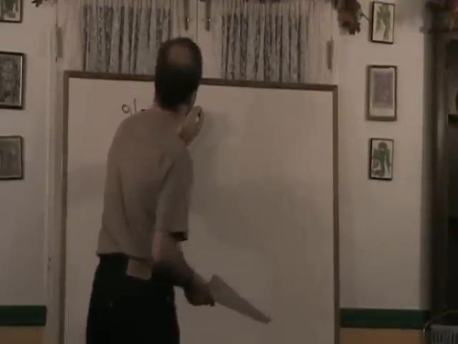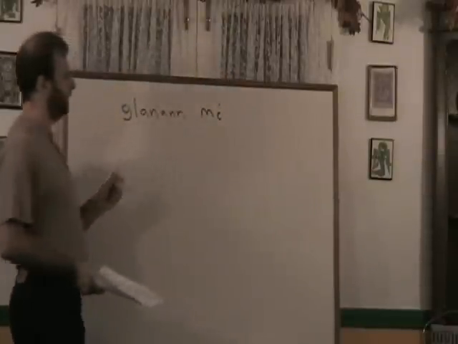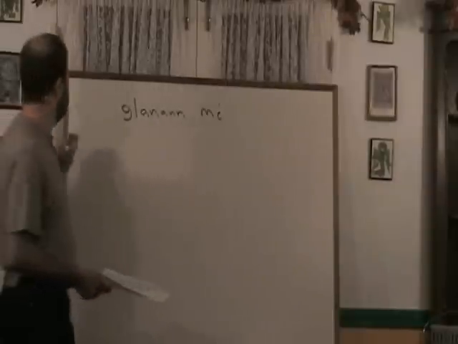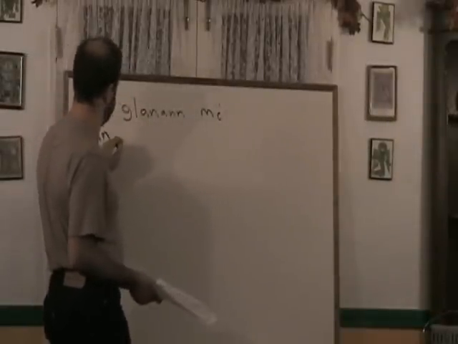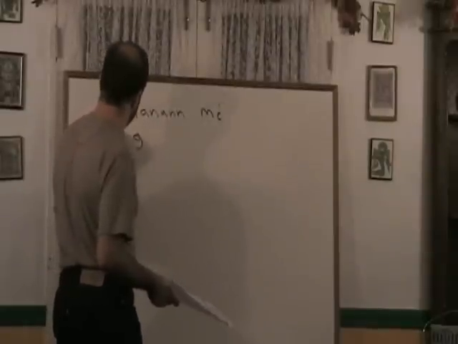Now, you can make questions to say, do you do something? Do you clean? The way you do that is you use the word an in front of it. So first of all, the word glanaim. Let's say glanaim mé, I clean. You want to ask, do you clean? Use the word an, and it puts an urú on the word glanaim, so it becomes an nglanann.